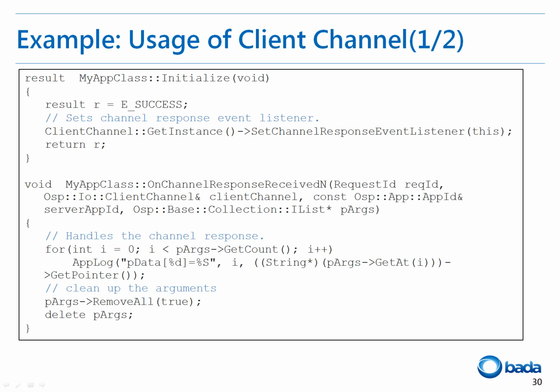Okay, let's see how we can use the client channel through an example. In this example, the client application requests the server application for a list of online friends. In line 5, the static method ClientChannel::GetInstance returns the default client channel instance. With the SetChannelResponseEventListener API, we're making the MyApp class instance the response event listener. In line 9, we're defining the callback method OnChannelResponseReceivedN to process the response result. In lines 12 and 13, we are simply displaying the response from the server application.